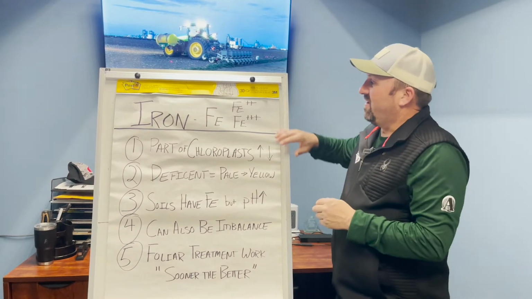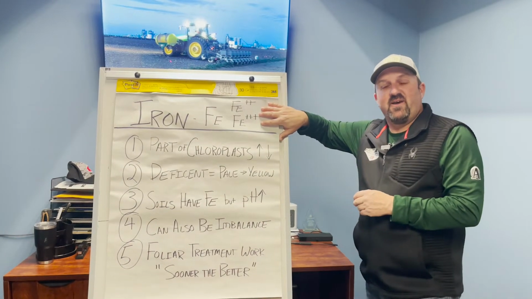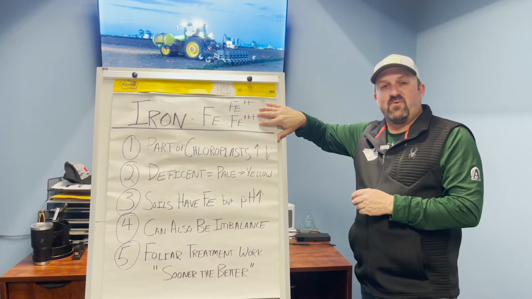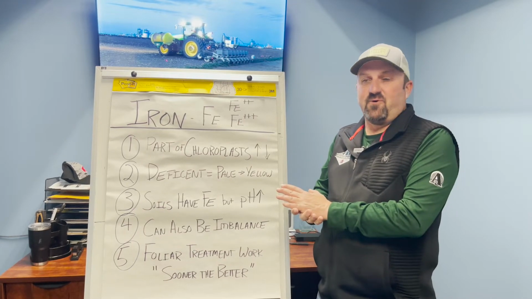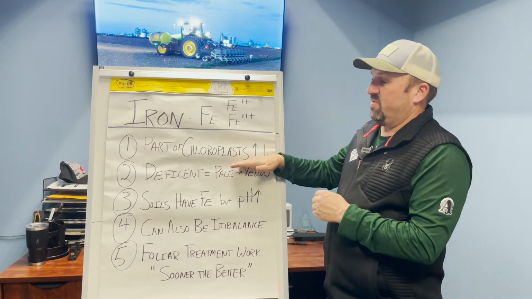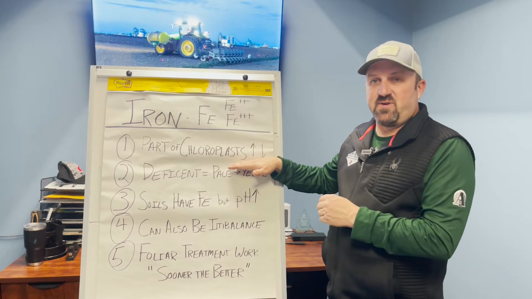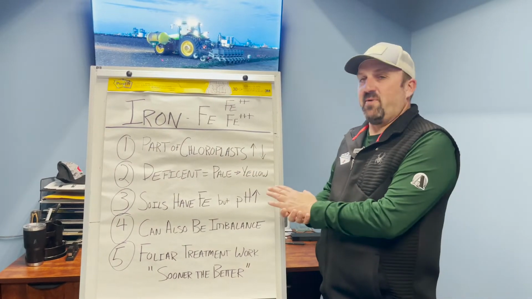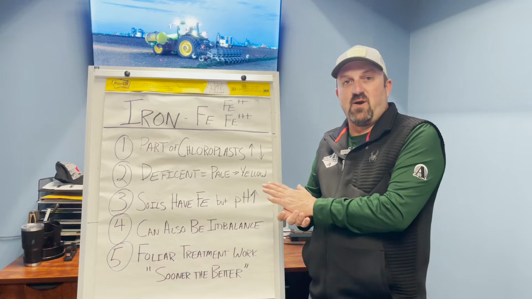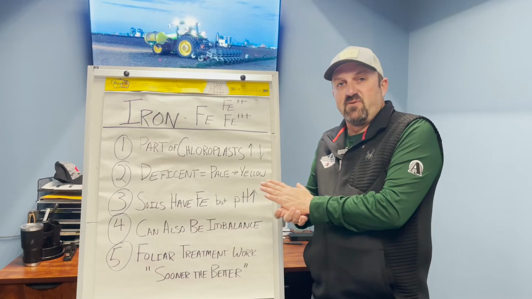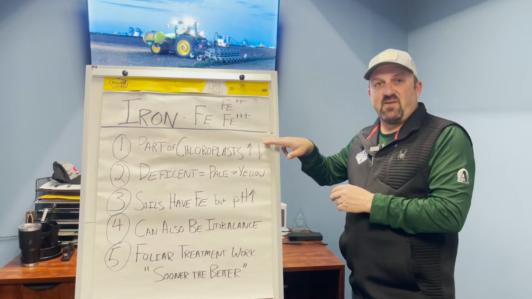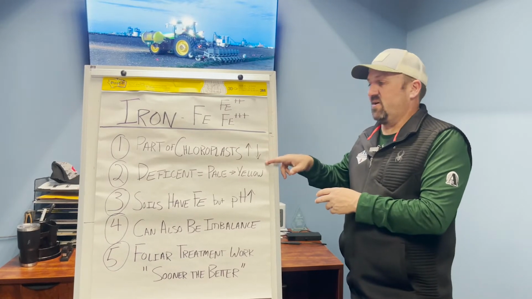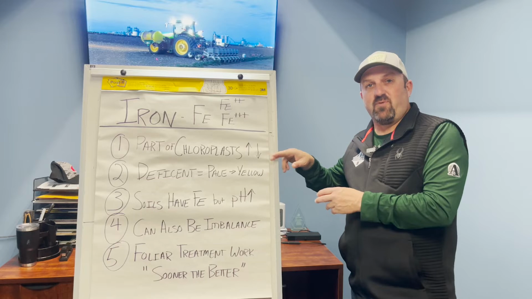So when we look at iron, we're looking at a divalent, trivalent cation, which means it does bind to the soil. Highly immobile in the soil. The reason we sometimes are concerned about iron is it's part of the formation of chloroplasts. It's kind of a primary element in those chloroplasts. So when we see good iron, we get the nice big green chloroplasts.